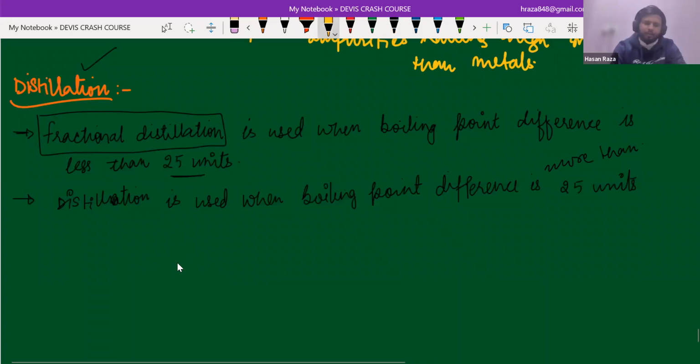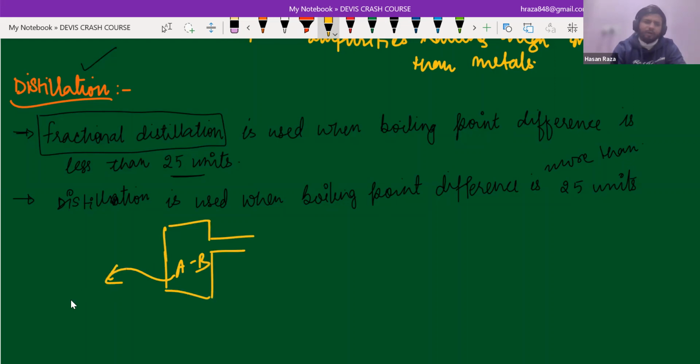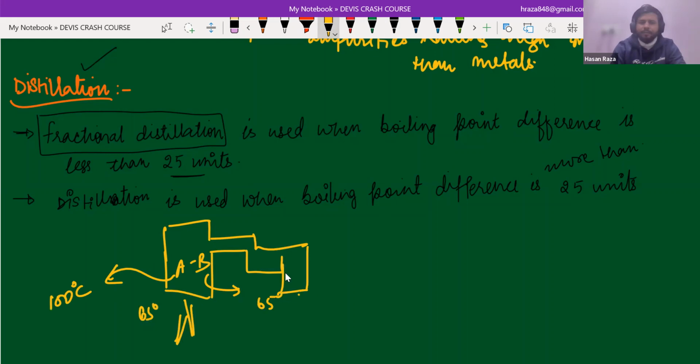I think you know, if you have a container in which A and B are present, and A has a boiling point of 100 degrees centigrade, and B has, let's say, 65 degrees centigrade, you are going to heat it at a temperature of 65 degrees centigrade. B will come here in vapor form and you are going to cool it here, so it will be liquid. If you cool it, all the B will be here and A will be left. Here is how we do refining with the help of distillation or fractional distillation.